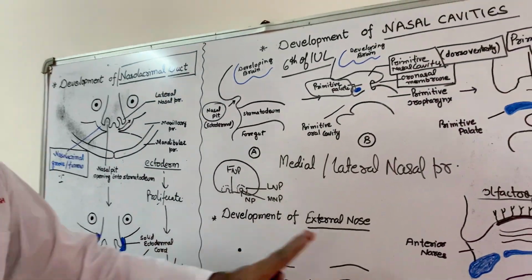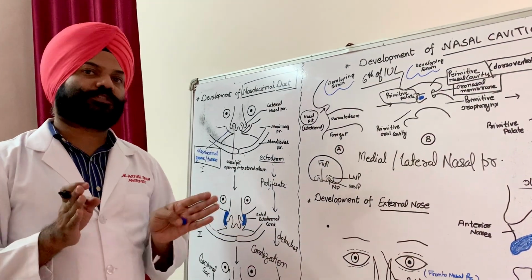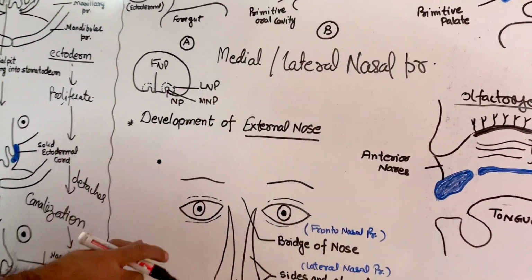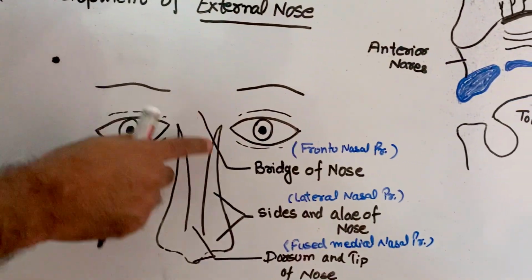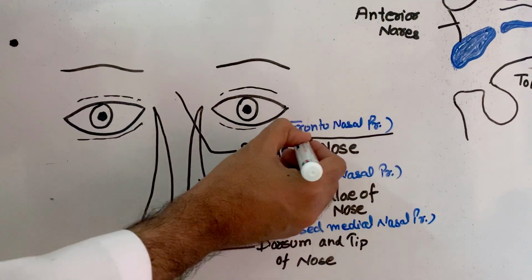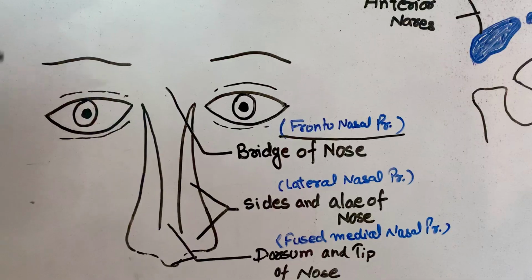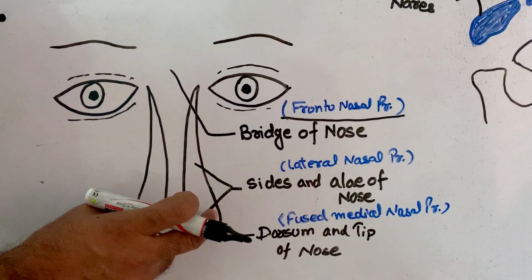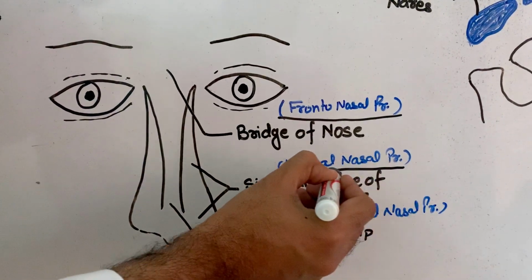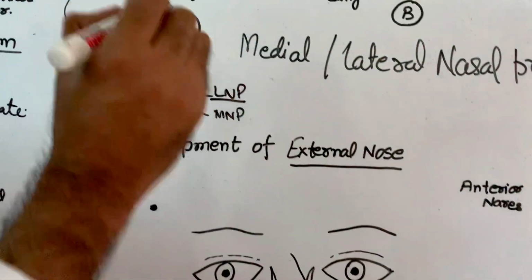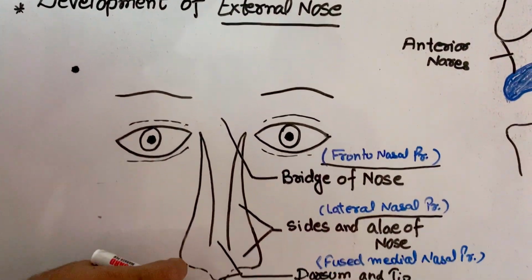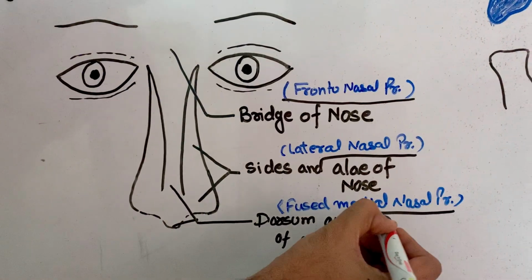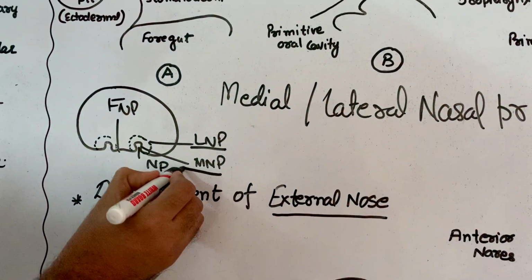Then comes how the external nares develop, or which structures contribute to their development. If you see this diagram, the bridge of the nose is formed from the frontonasal process. As we move downwards, the lateral sides as well as the ala of the nose develop from the lateral nasal process, if you remember this structure. And the tip of the nose as well as the dorsum, the center part, develops from the medial nasal process. That means this structure.